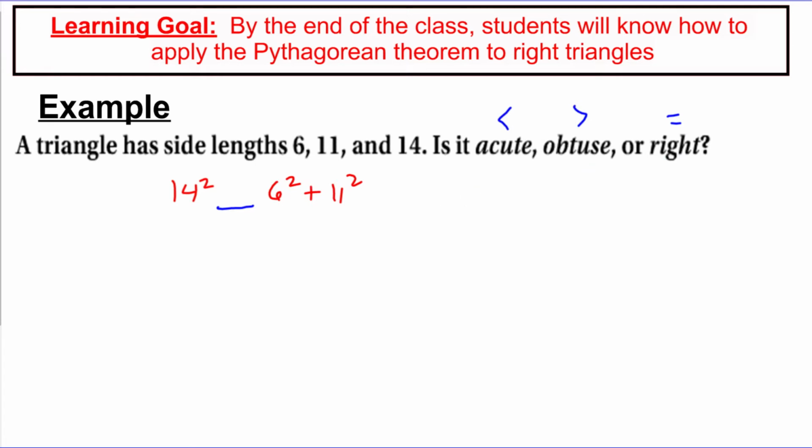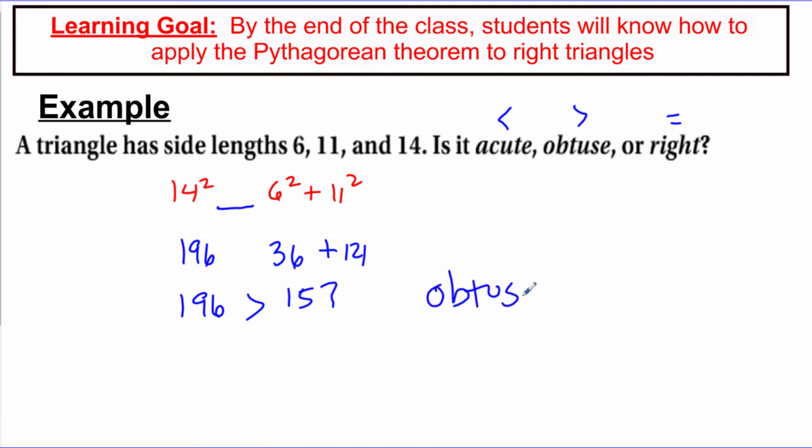And so again, when I simplify this, I'm going to say 14 squared. 14 times 14 is equal to 196. 6 squared is 36. And 11 squared is 121. So if I add these together, it looks like I get 157, and on the left-hand side I have 196. So in this case, it's a greater than symbol. So I can say that c squared is greater than a squared plus b squared, and in this case that means that my triangle is obtuse.